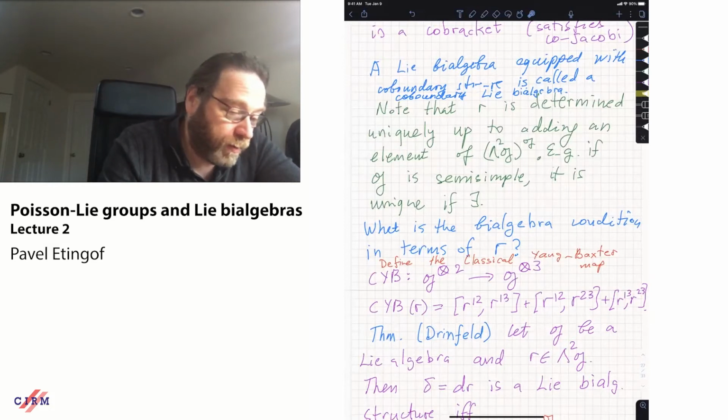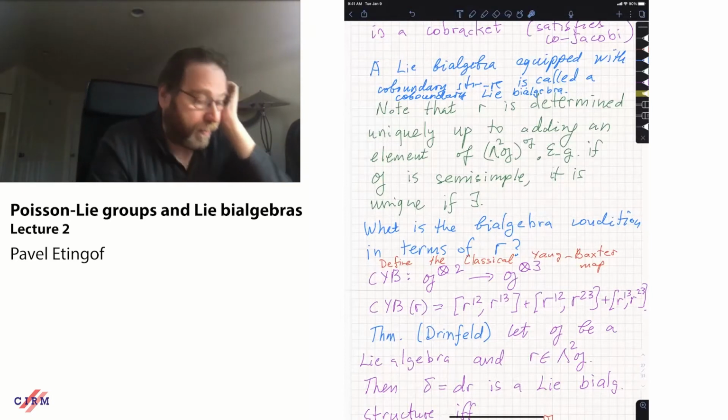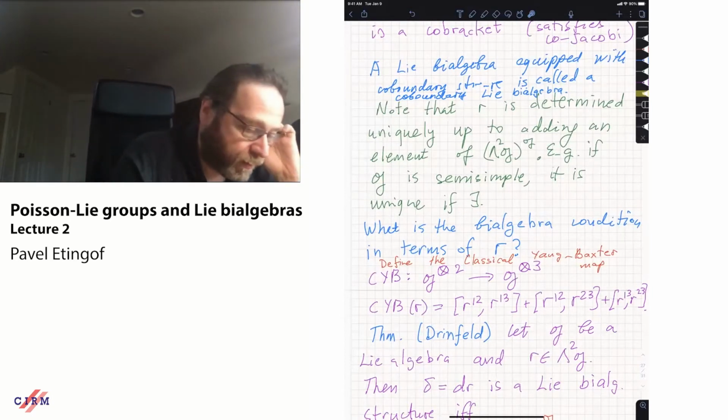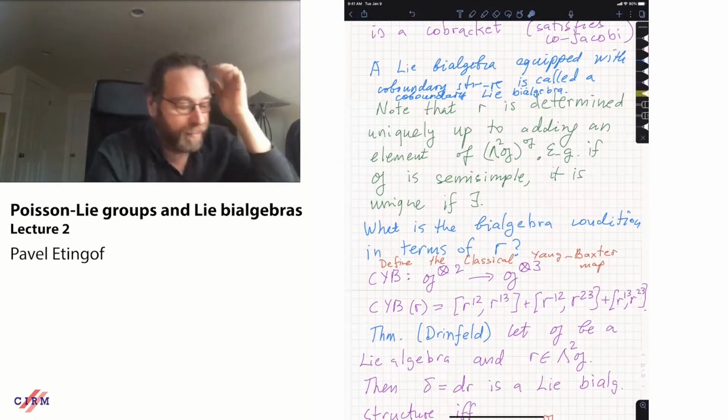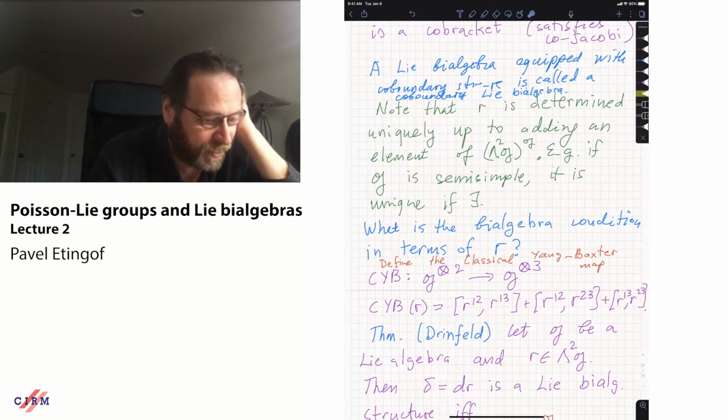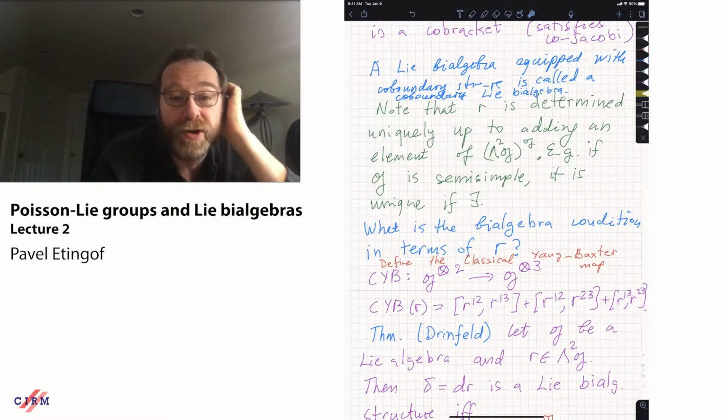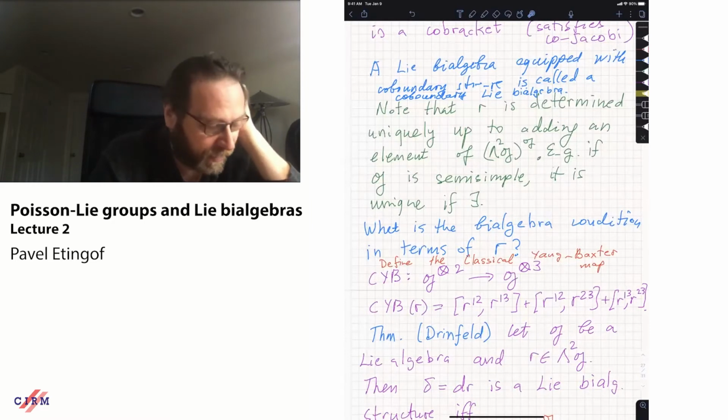So the question is now, what are the Lie bialgebra conditions in terms of this R? Suppose I don't give you a co-bracket. Suppose I only give you this R. And the question is, what condition on R makes this co-bracket delta, which is dR, satisfy the Cauchy-Jacobi identity, which means define a Lie bialgebra structure.